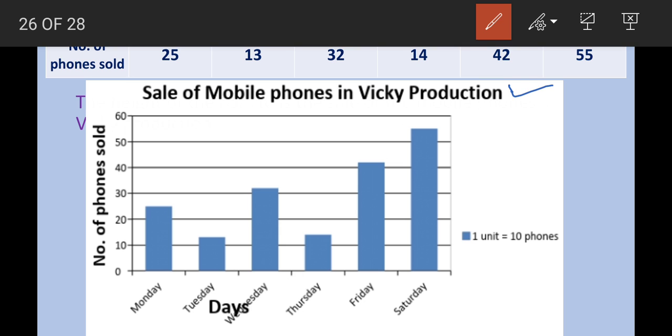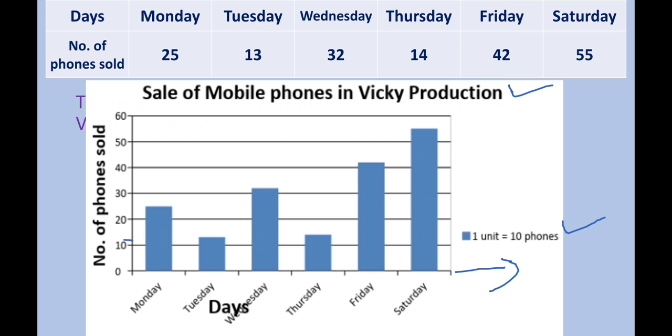This is the x-axis. Okay, we have taken days: Monday, Tuesday, Wednesday, Thursday, Friday and Saturday. Okay, here is the unit. You have to write 1 unit will represent 10 phones. That means here, from 0 to the first gap we have to take 10, then 20. We have to take multiples of 10 and each gap should be equal. Okay, here we have taken one gap equal to 10 phones.